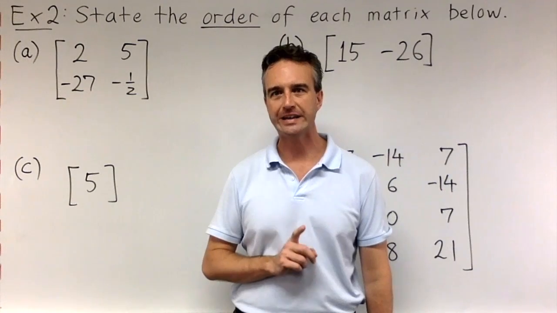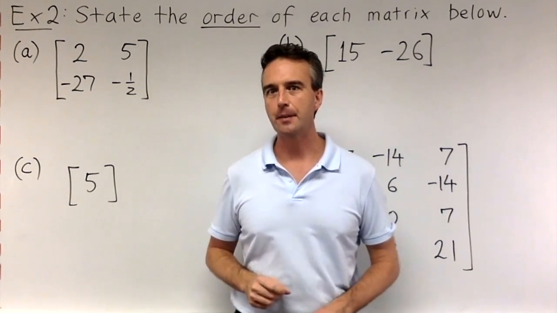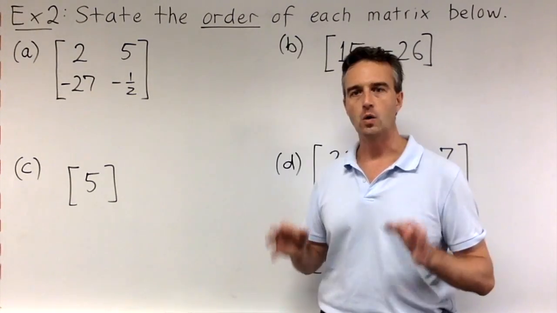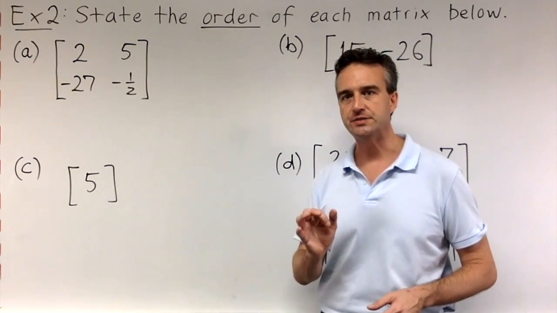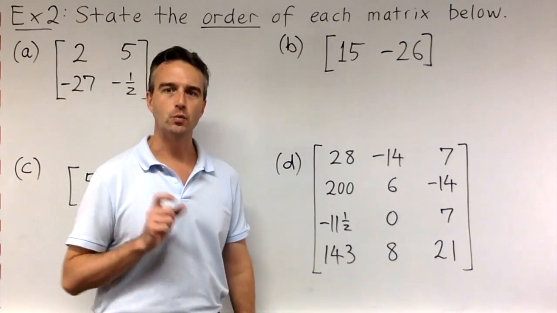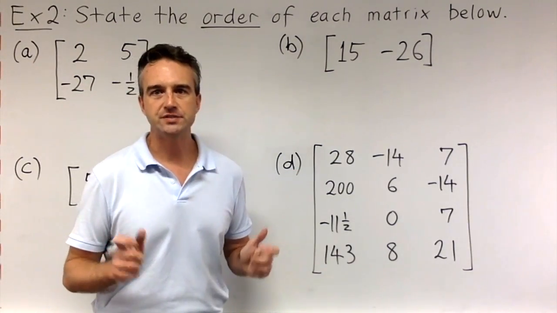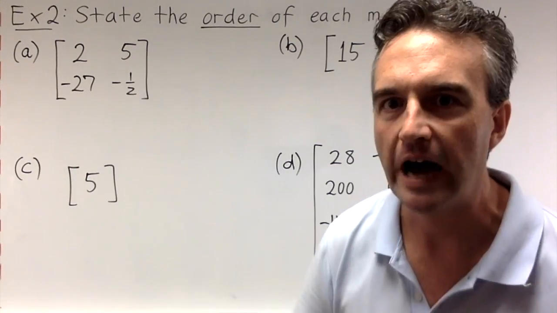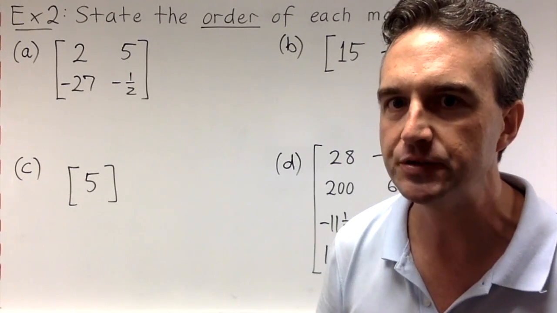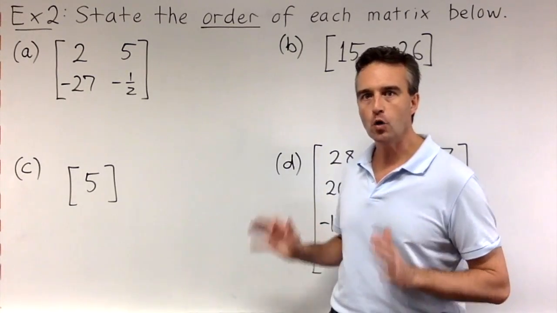Do you think you have the hang of it now? Now it's your turn. Please try example 2. What is the order of these matrices? Shouldn't be too hard. What do you think? Are any of these matrices column matrices? Are any of these matrices square matrices? Are any of these row matrices?